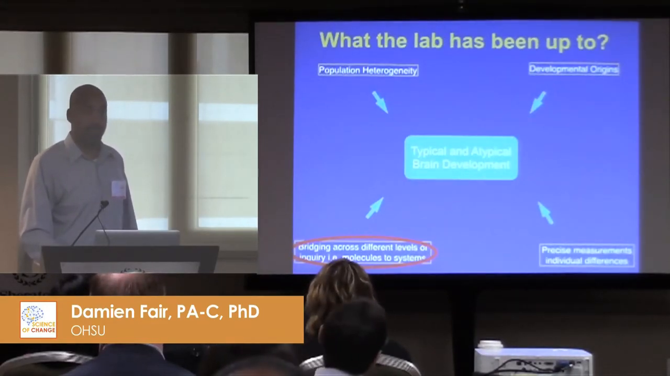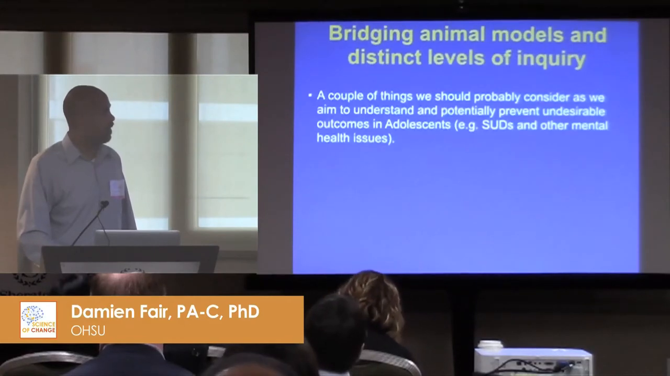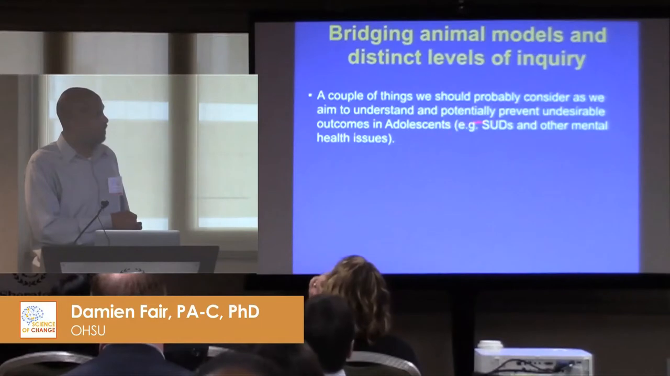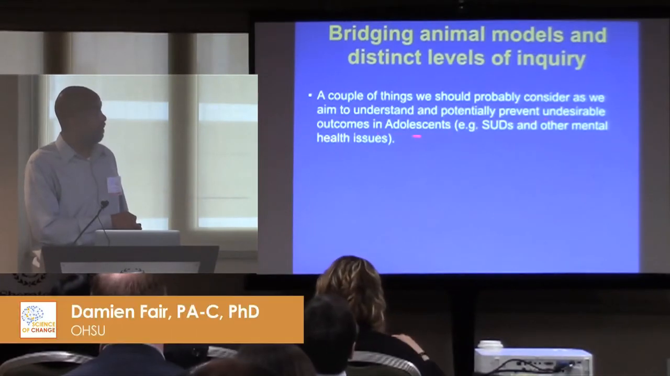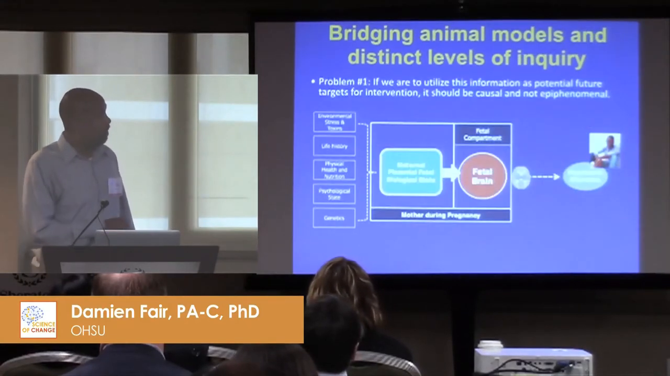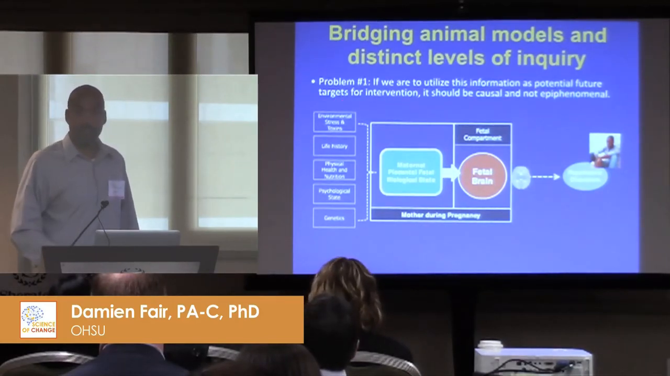Okay, we're bridging this across animals, which I'll go through quickly. Now, there are a couple of things you should probably consider as we aim to understand, and potentially prevent, undesirable outcomes in adolescents, like substance disorders and other mental health issues, right? One problem is that if we're to utilize this information as a potential future target, it should be causal and not epiphenomenal, right?